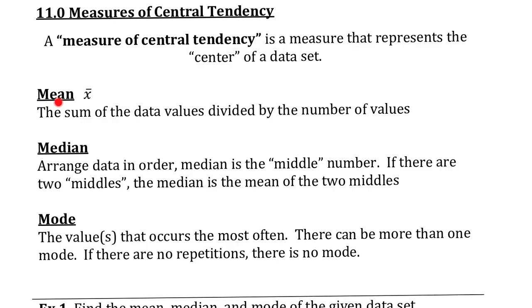The first is the mean. You can denote it with the bar at the top. This is the sum of the data values divided by the number of values. This is also an average.